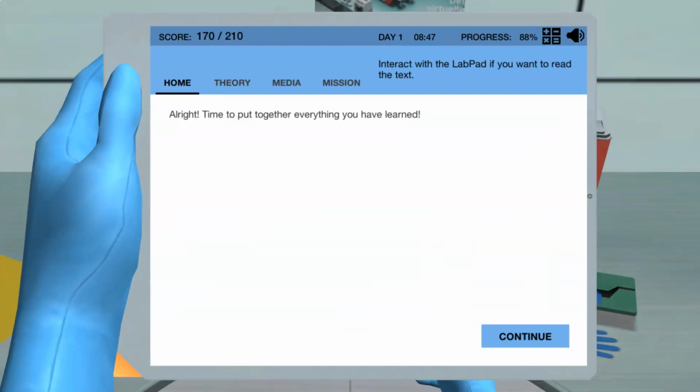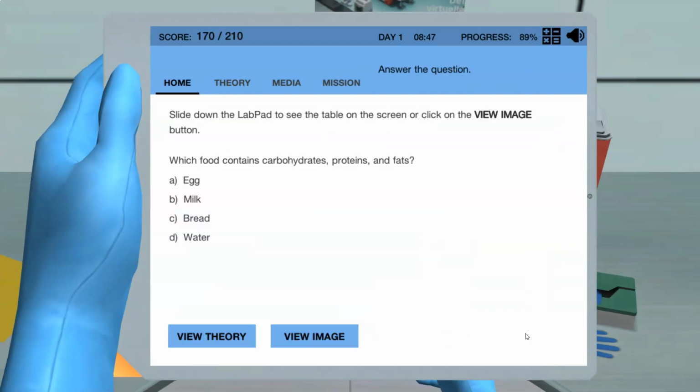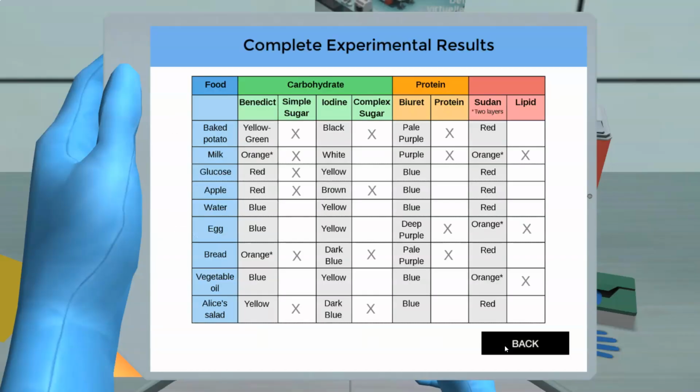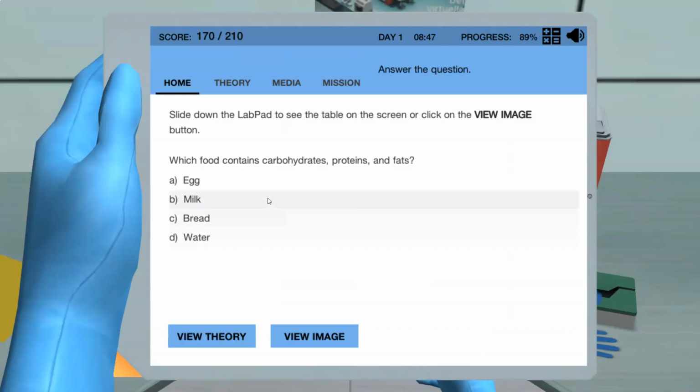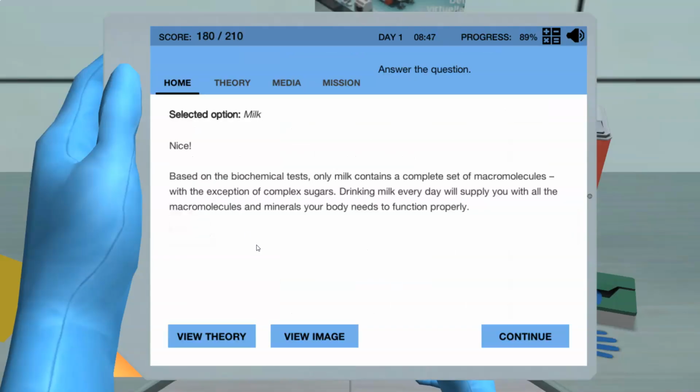Alright, time to put together everything you have learned. Slide down the lab pad to see the table on the screen or click on the View Image button. Which food contains carbohydrates, proteins, and fats? Nice. Based on the biochemical tests, only milk contains a complete set of macromolecules, with the exception of complex sugars. Drinking milk every day will supply you with all the macromolecules and minerals your body needs to function properly.